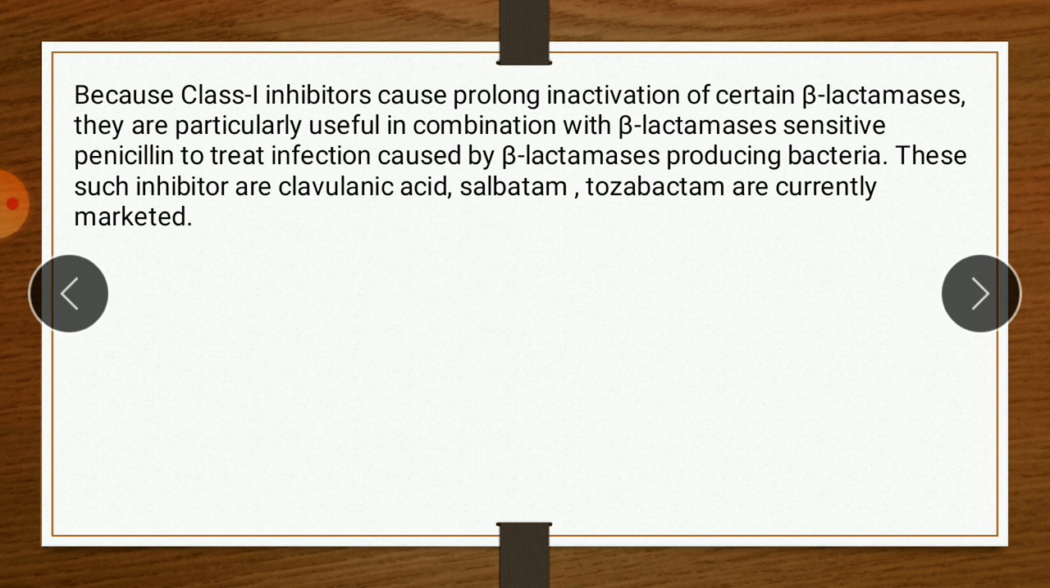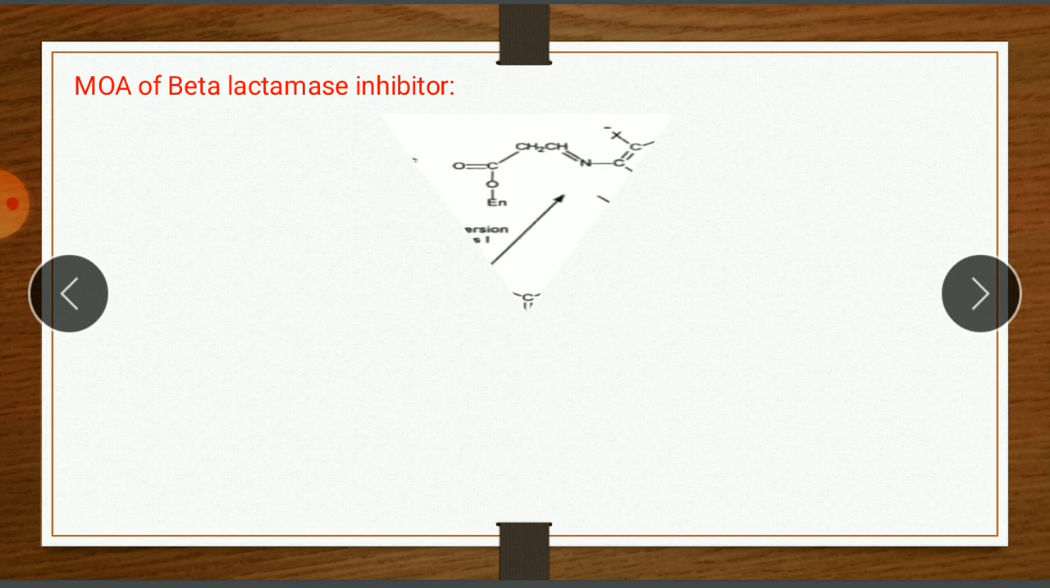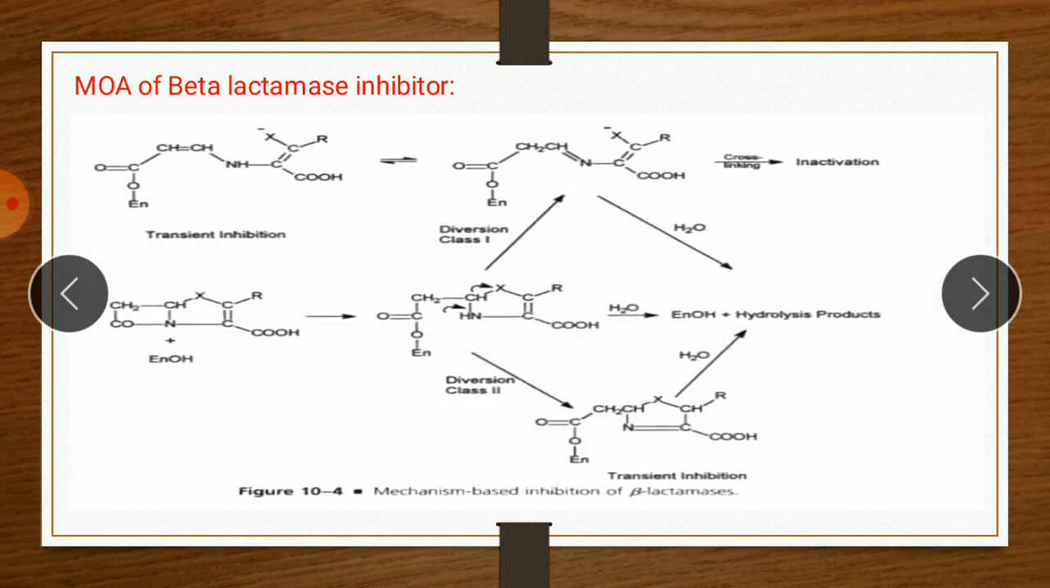Because class 1 inhibitors cause prolonged inactivation of certain beta-lactamases, they are particularly useful in combination with beta-lactamase sensitive penicillin to treat infections caused by beta-lactamase producing bacteria. Such inhibitors, clavulanic acid, sulbactam and tazobactam, are currently marketed. So the point here is the mechanism of this type of drug, and why it is called a suicide substrate.